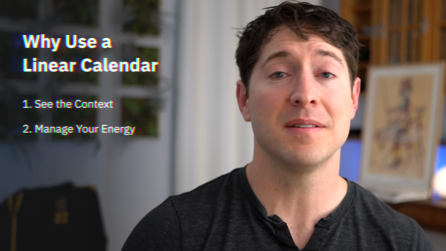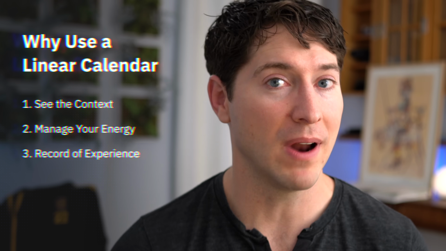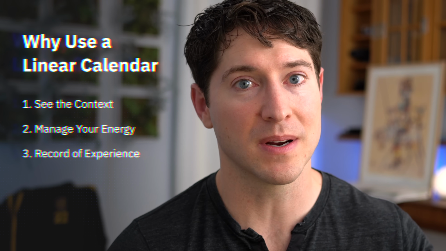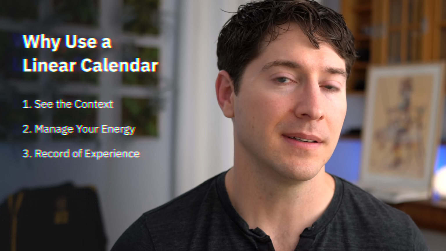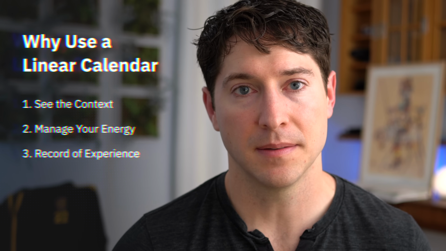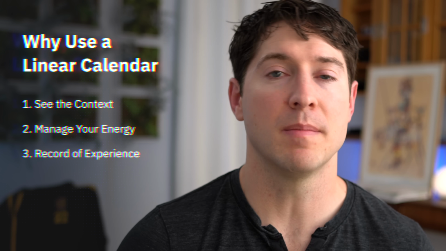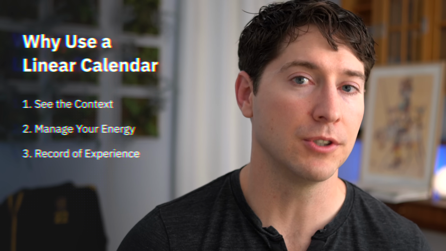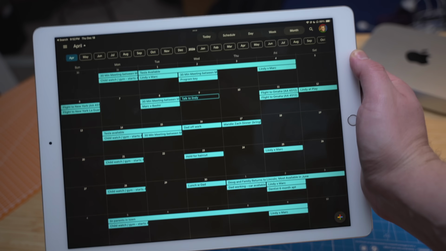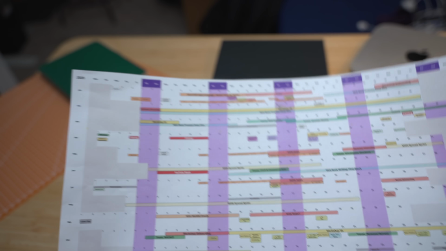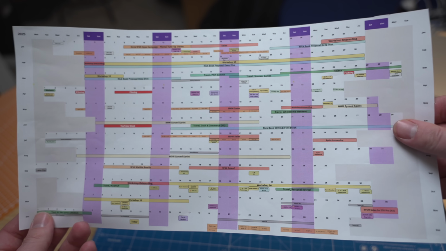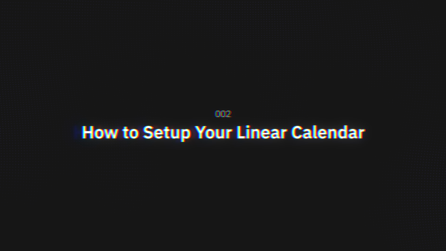And then third, and probably my favorite, you get a record of your actual experiences. Because I don't know about you, but looking at the monthly calendar doesn't tell me that much in hindsight. Zooming out gives me a reminder of the actual emotional journey I've had over a year. And I can pick it up, I can open it on my computer, whenever I want a reminder of where I've been. If that resonates, then let's set up your own linear calendar.